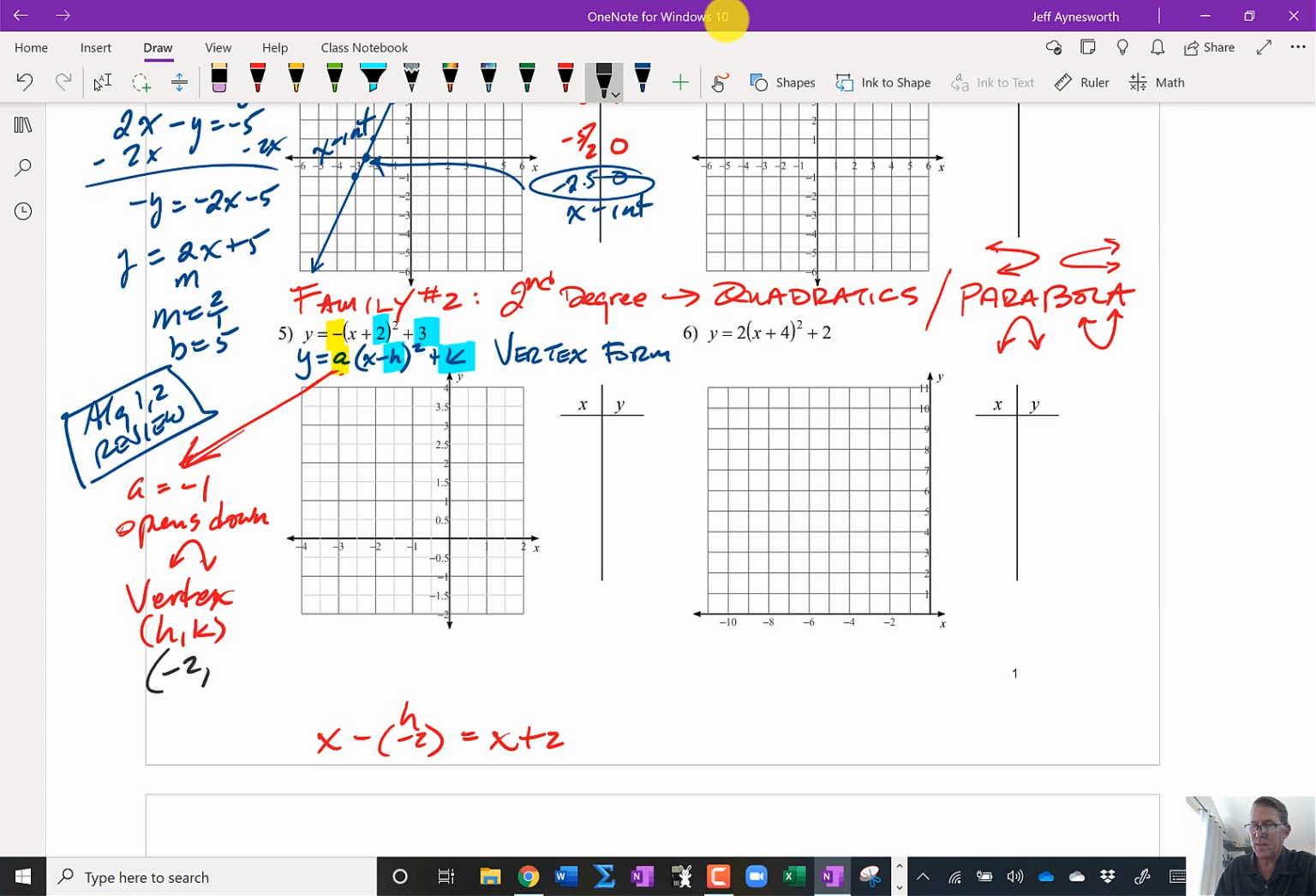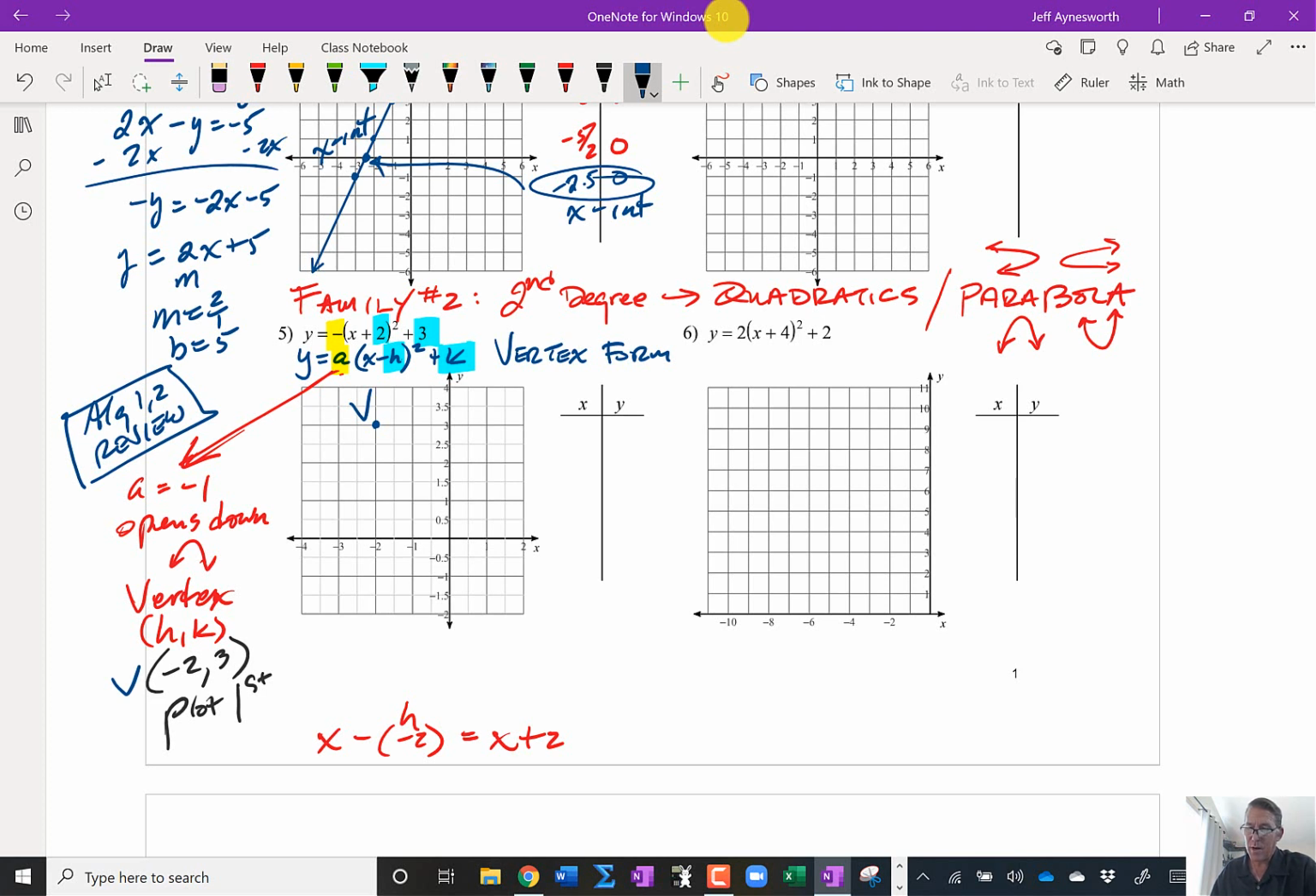And k should be obvious. K is 3 right here. So the vertex is -2 comma 3. We plot this first. You always plot the vertex first. So let's go left 2 and up 3. Left 2, up 3, and there's your vertex. Call it V for vertex.